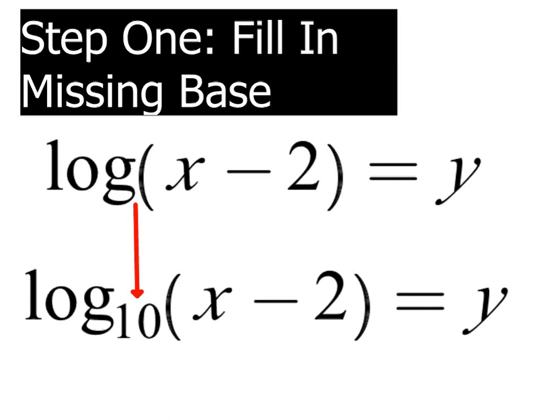So there's your base. You know it's 10 because that's assumed when it's not there. So ultimately, this will become y. Is anyone going to give me the answer when you convert it to exponential form? Good. 10 to the y equals x minus 2.